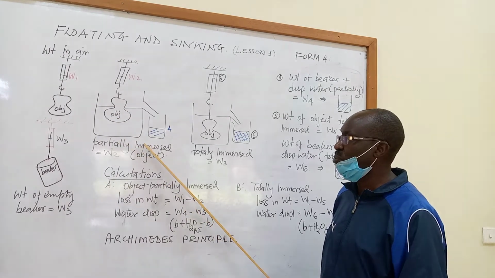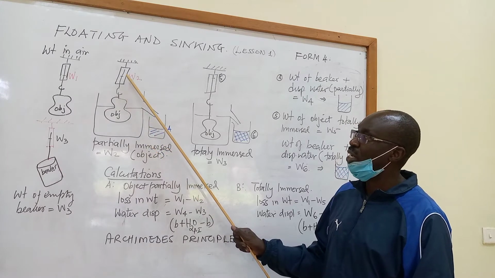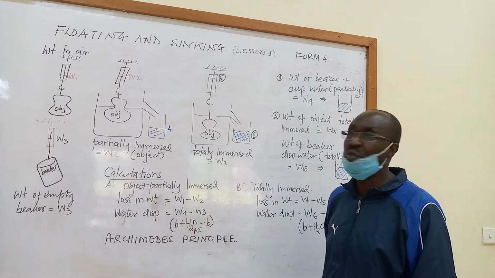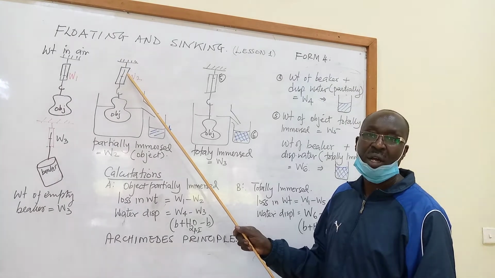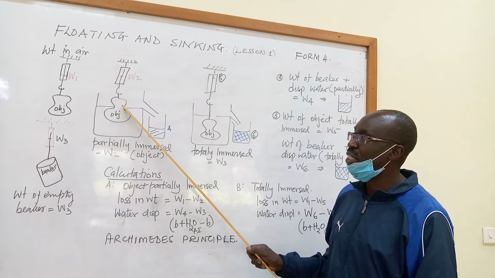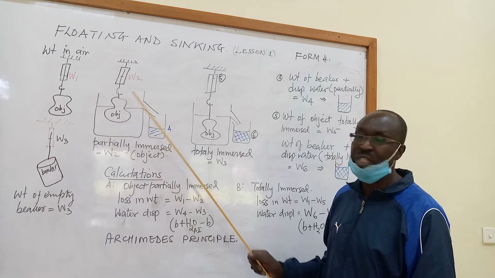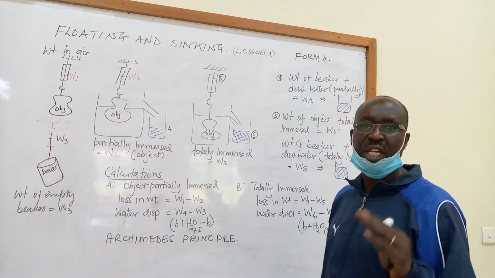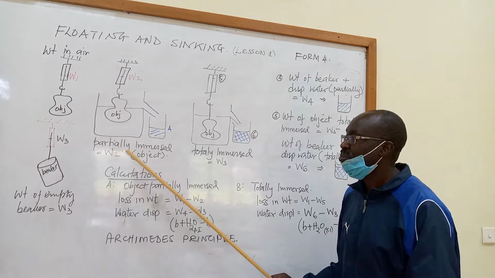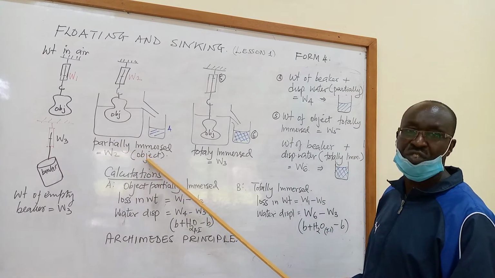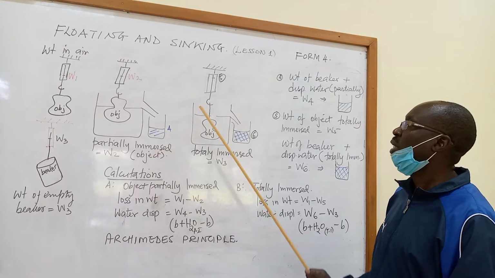The object is partially immersed. So you will read its weight W2 up here. Remember, W2 is the weight of this object when it is partially immersed. Okay? I've stressed here, object.